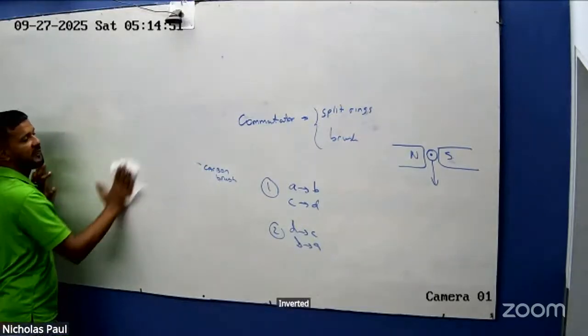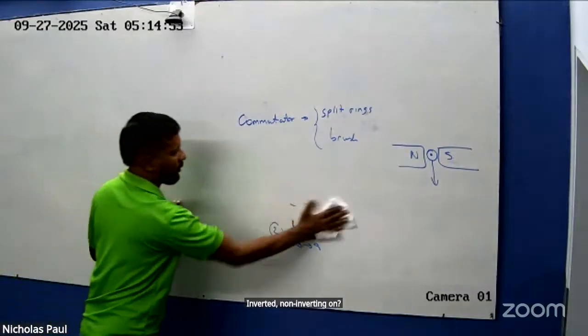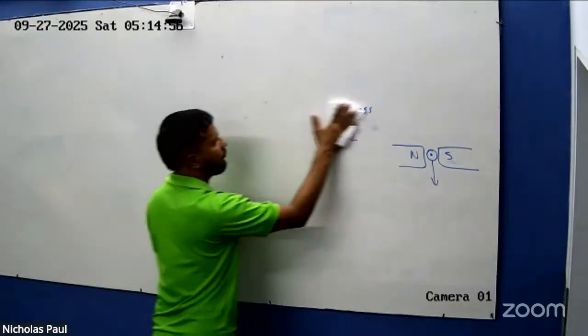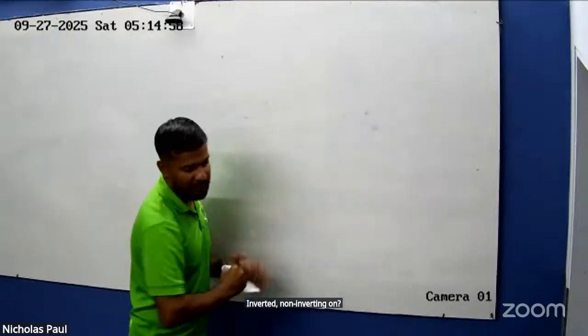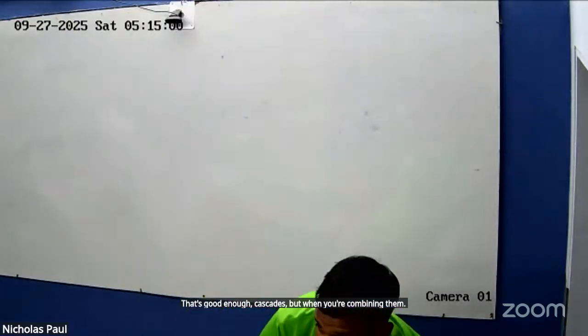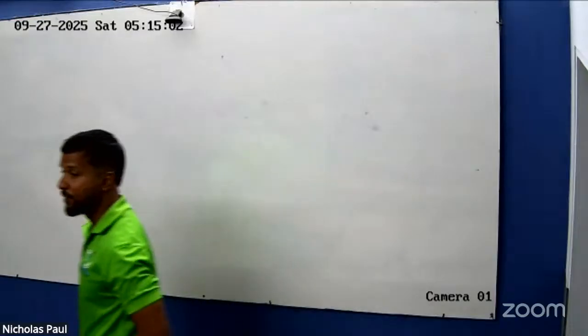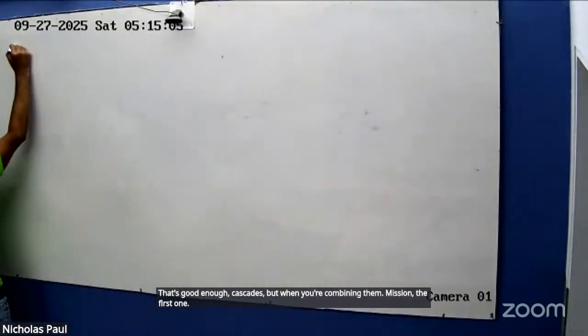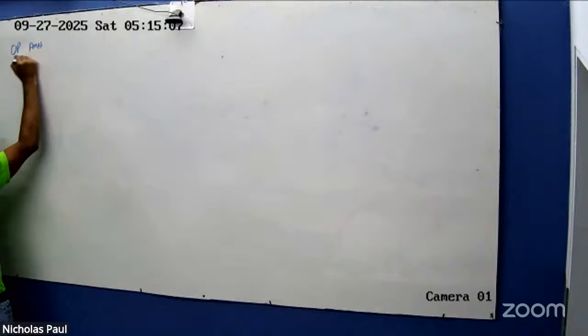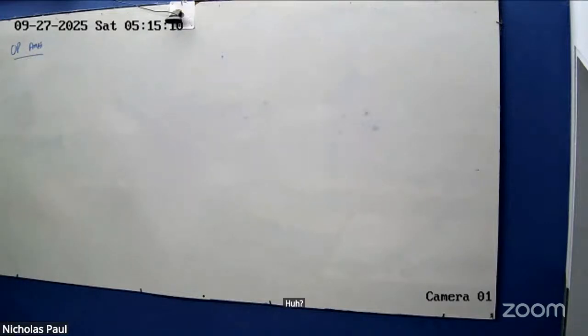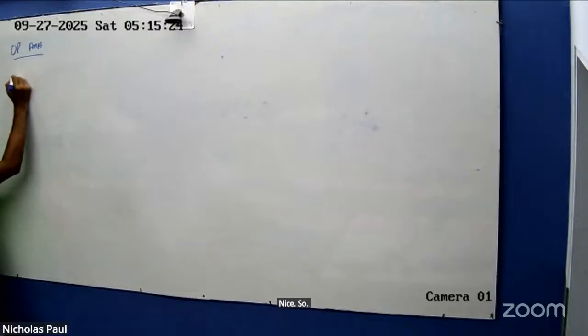Inverting, non-inverting, and cascade, not cascade, but when they combine them. One is missing, the first one. Someone is an example of the comparator. Nice.